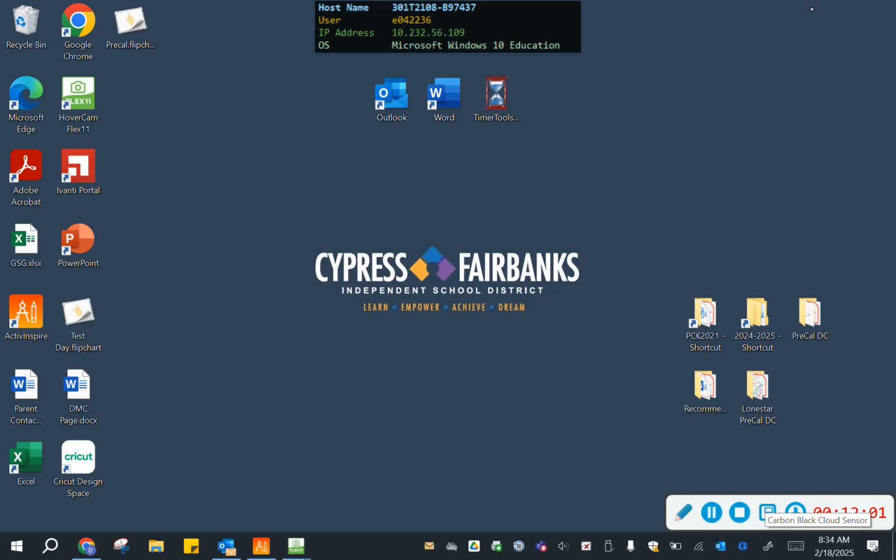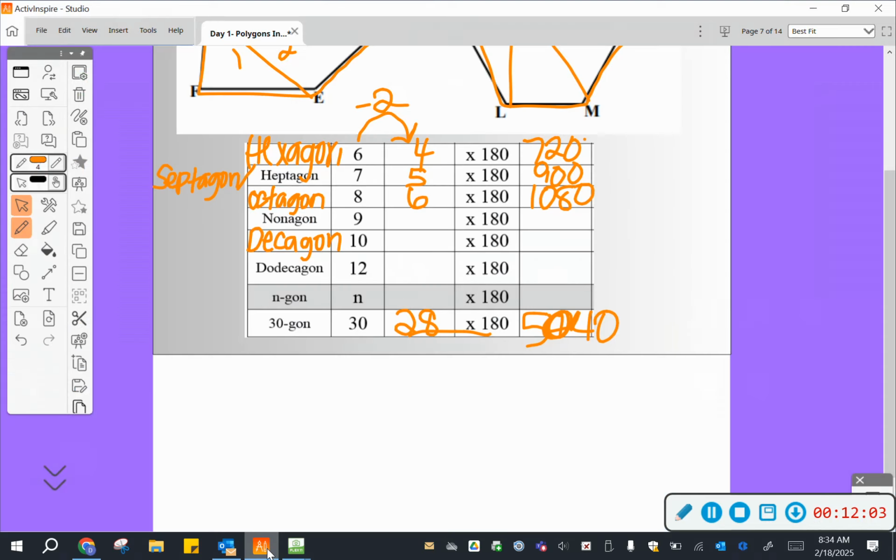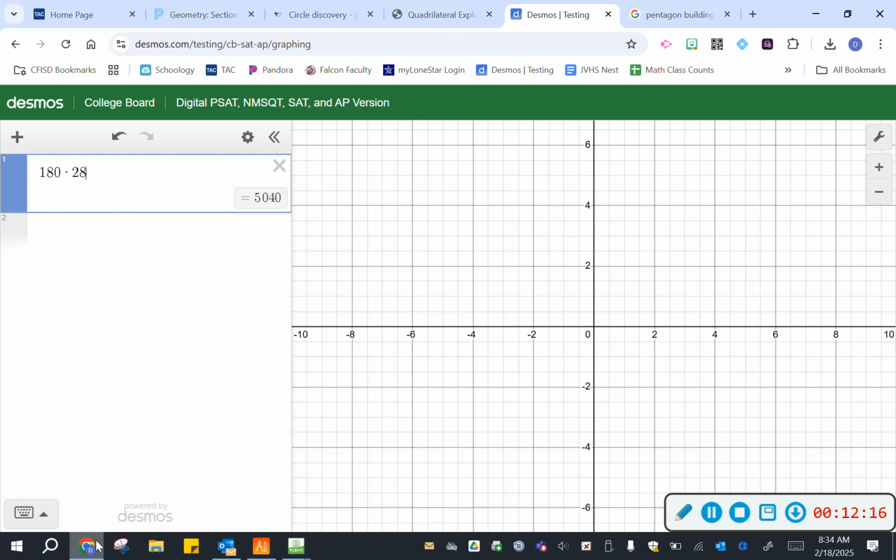Wait, can you do that again, please? Do what again? Do you see from here, all of these numbers are minus 2? So what is 30 minus 2? And then I multiplied by 180. In the calculator, right here, I just did 180 times 28. So that's what we're going to be doing today.